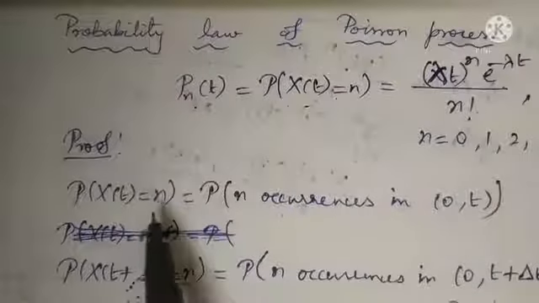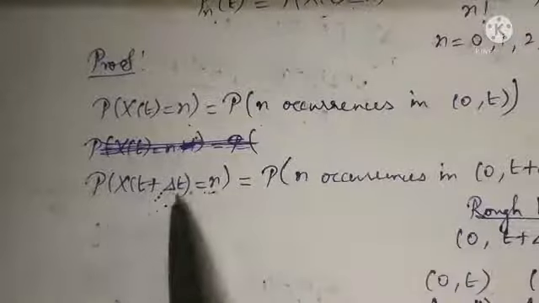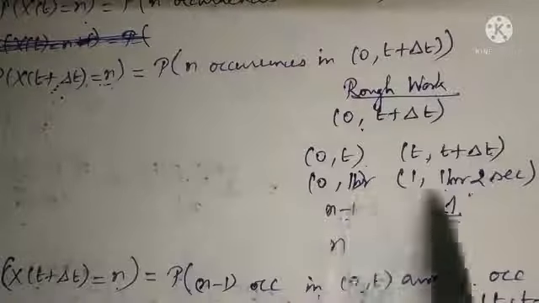So this is the probability law of Poisson process. Let us consider P of x of t equal to n. You know what the meaning is. You consider P of x of t plus delta t equal to n. You know what the meaning is. Take it in rough work, listen here. I explained this, right? So this becomes this one. Let us use the postulates of Poisson process.